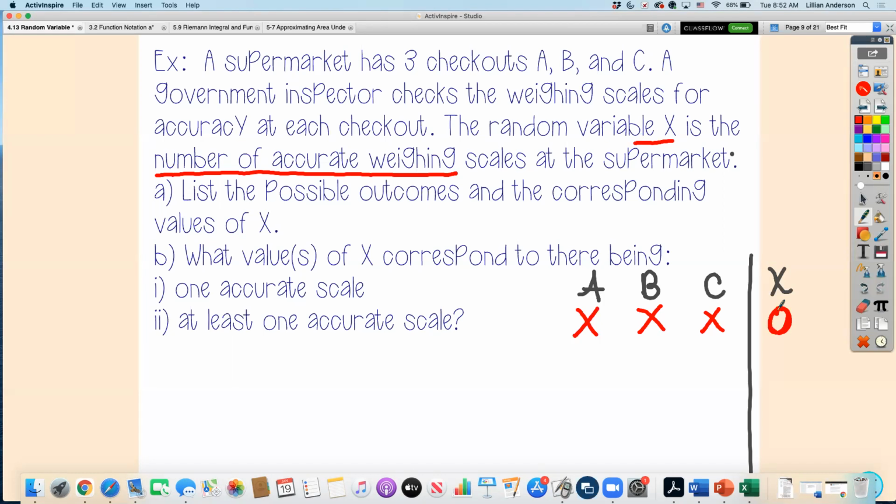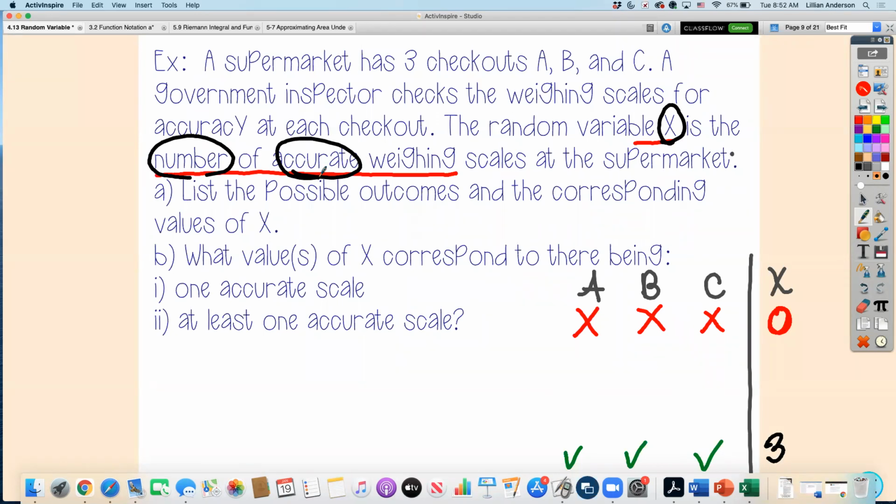But what's another option that could happen? They could all work. All 3, he can go and check, and A, B, and C, they all work. Then what would the number assigned to the random variable X be? 3. It would be 3 because all 3 of them are working. Because remember, X represents the number of accurate weighing scales.